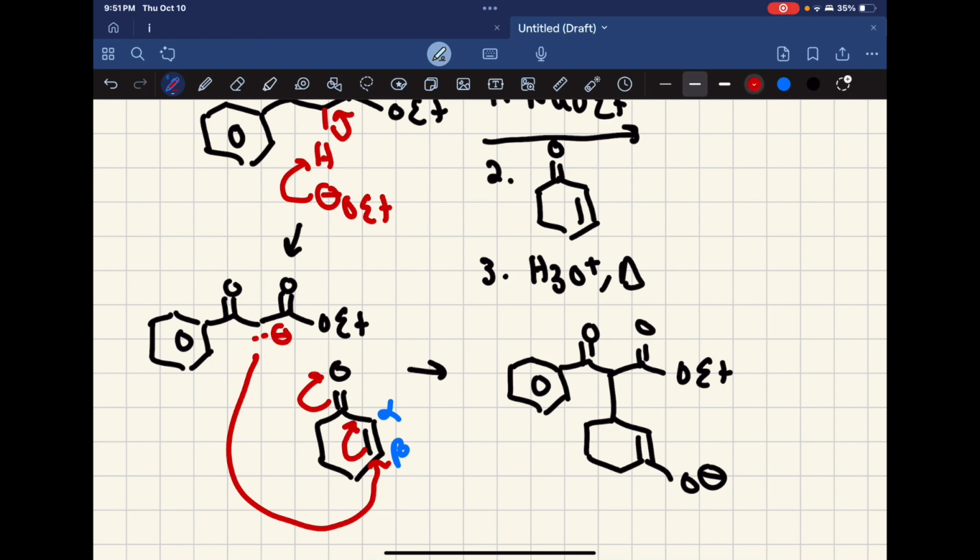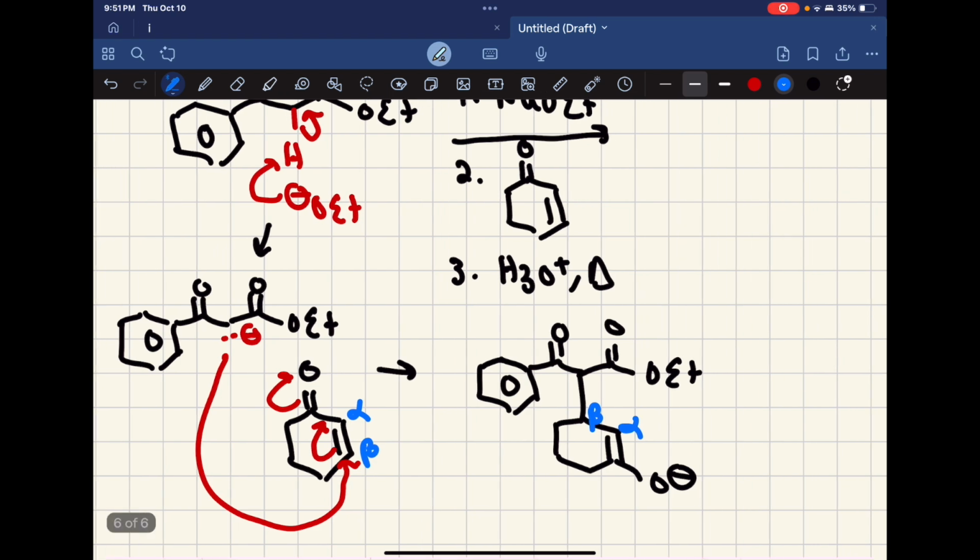Again, let me just fill that all in. This was the beta, let me keep blue just for consistency. This was the beta carbon, this is the alpha carbon, and that's where we are. Okay, so step 3, we have acid and heat. So the acid serves as a protic source, so we can draw hydronium. Let me go back to black here. We could draw hydronium nearby.